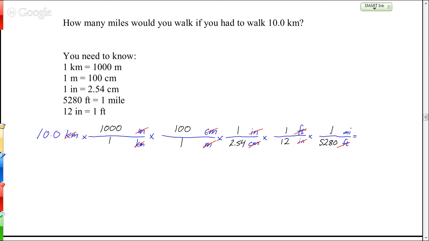If you calculate that all out, you get 6.2137. How should we report that number based on significant figures? 6.21. Yeah, 6.21. So we're going to take just the three significant figures and round that way because of the 10.0 that we started with.